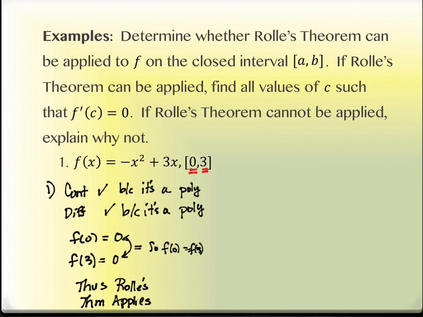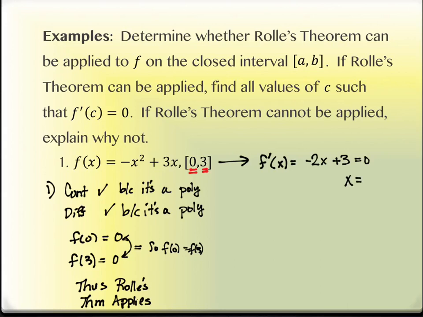So what does that mean? Well, it means that I should be able to take the derivative of this guy and set it equal to 0 and find a number that's between 0 and 3. That's really what it means. I'm going to find an x value that's between 0 and 3. So what is the derivative of negative x squared plus 3x? Negative 2x plus 3. Everybody good at that? All right. And then we would do a lot like what we were doing last time when we were looking for relative extrema. We set it equal to 0, and we solve.